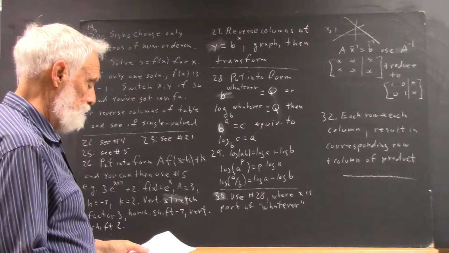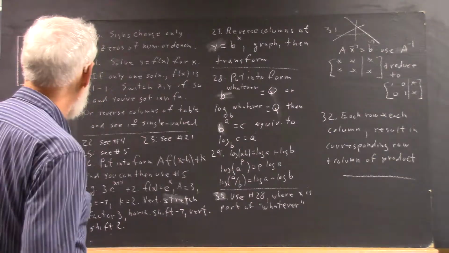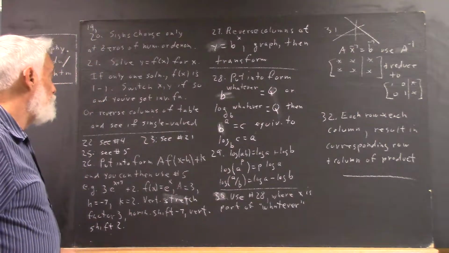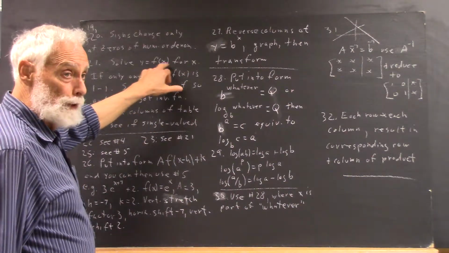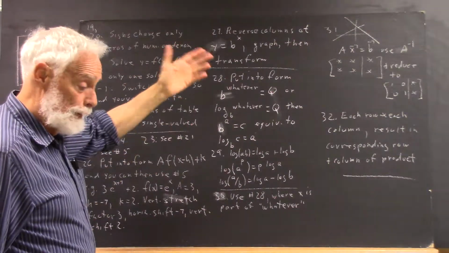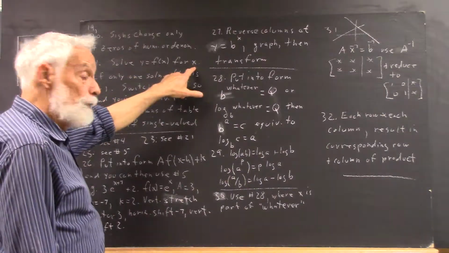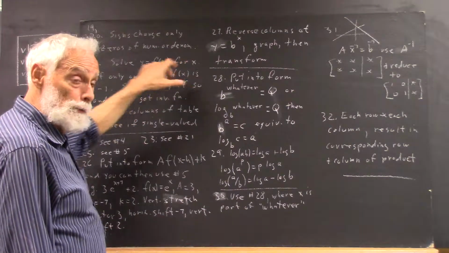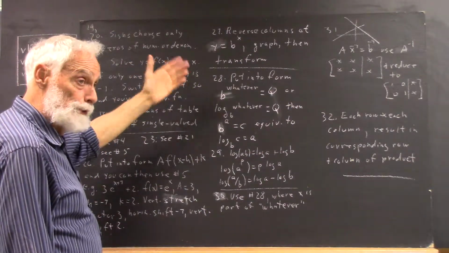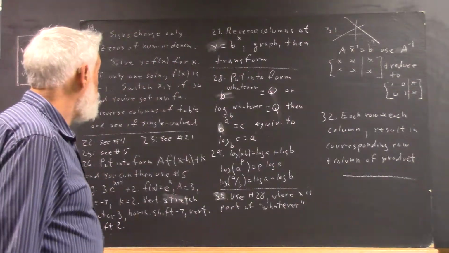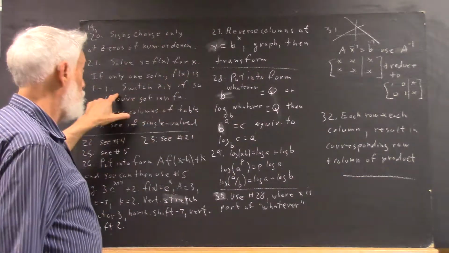Number 21, given a function, determine if it's one-to-one, and if so, find its inverse. To determine whether the function is one-to-one, you've got the equation y equals f of x, whatever f of x is: 2 to the x plus 5, x squared minus 17x plus 3, whatever. Solve that for x. So you're going to get x in terms of y. You just keep rearranging it until you've got x by itself on one side. What do you have? If there's only one solution for every x, then the function is one-to-one.